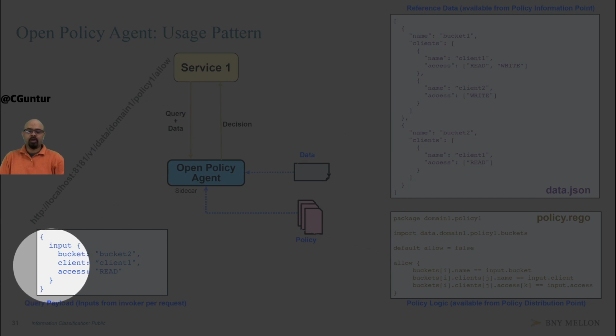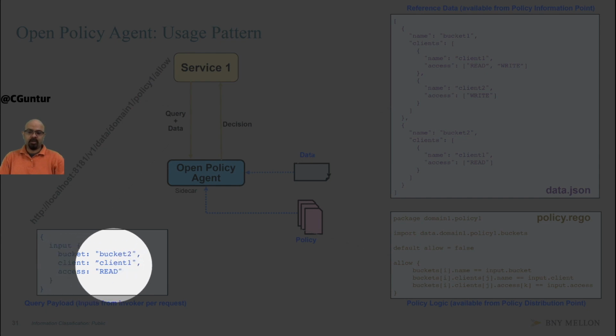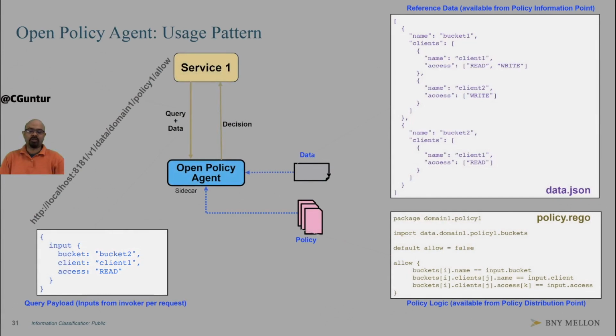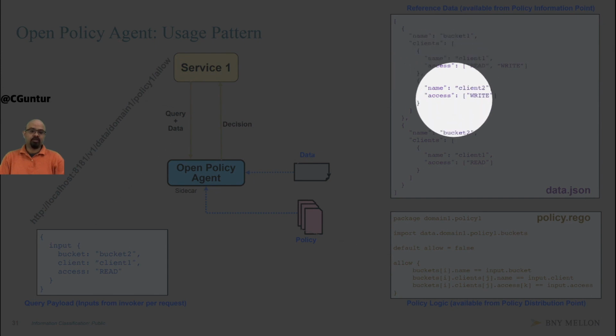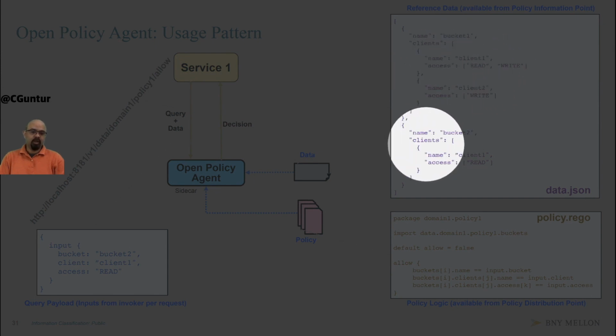The payload included by the consumer is an input hook on package, and in this you notice that they specify a bucket, a client, and an access, and they're looking for allow for this set of data. Our reference data made available to us has bucket information with clients who are allowed to do some kind of activity on it. You notice that bucket 2 has clients specified, and one of the clients is client 1 with a read access.